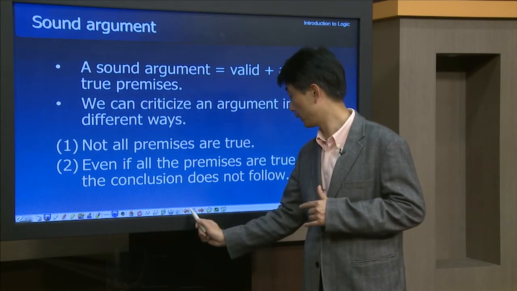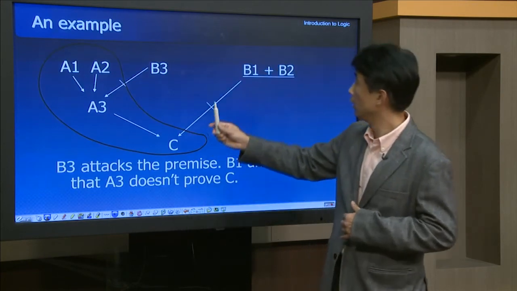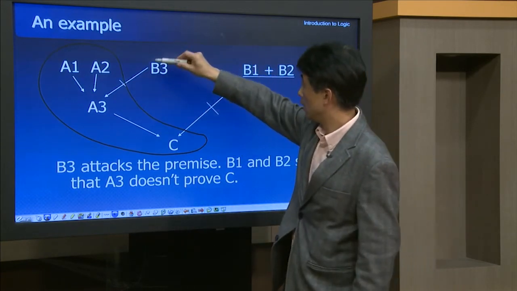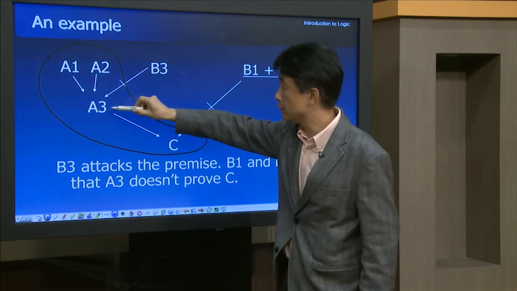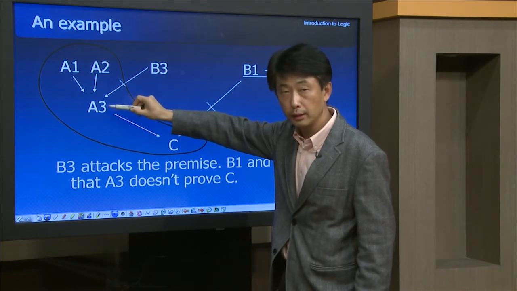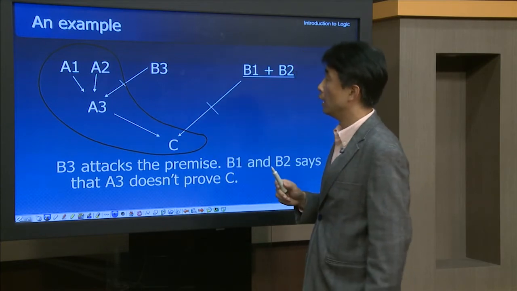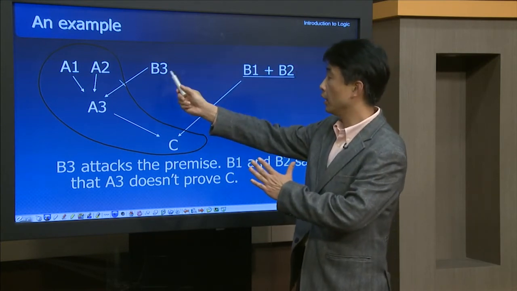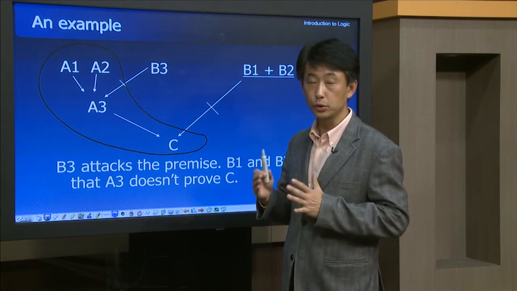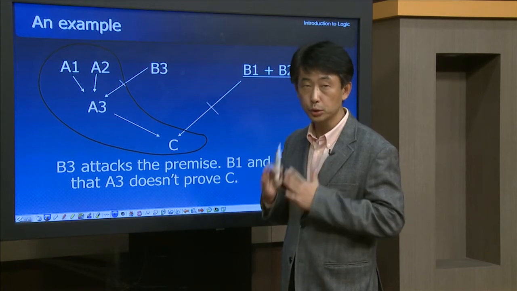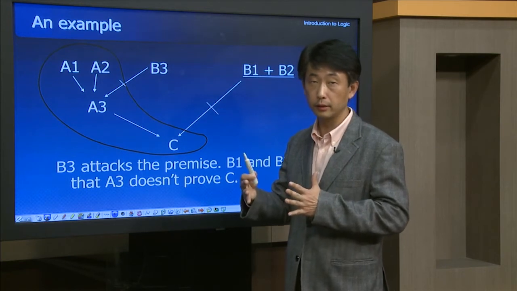Let's go back to the previous example. Consider this. B3 purports to show that A3 is not the case. And A3 is a premise for the conclusion C. So, B3 attacks A's argument by trying to show that one of the premises is not true. That is one good way to attack A's argument.